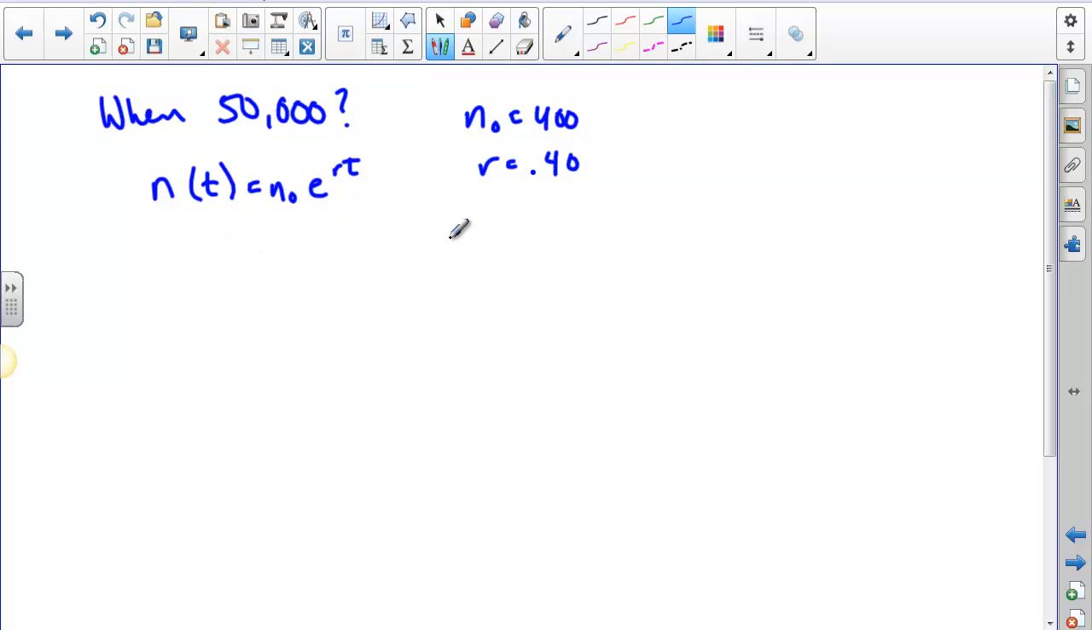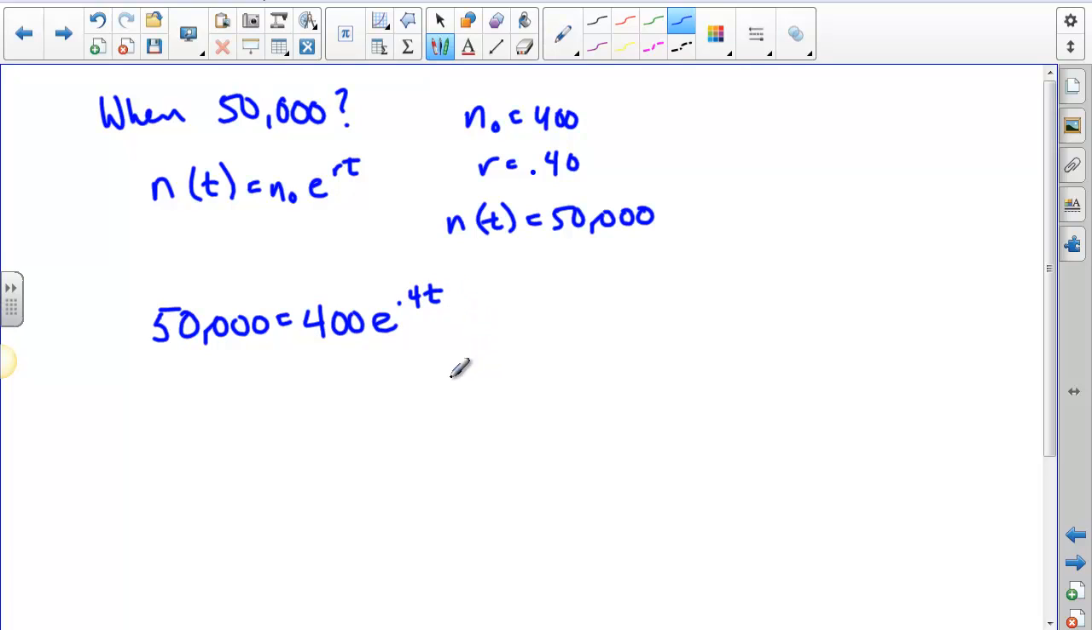What's going to happen now? Well, we want to know what t value will give us a population of 50,000. So we're going to plug in what we know. 50,000 equals 400 e to the 0.4t.